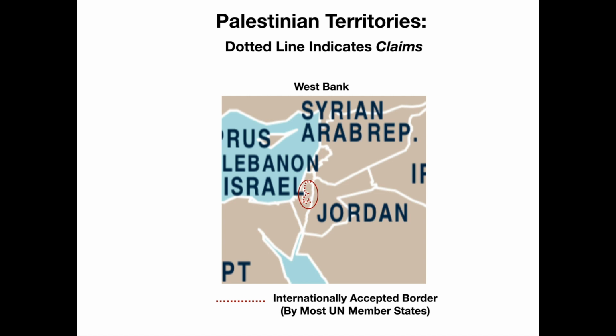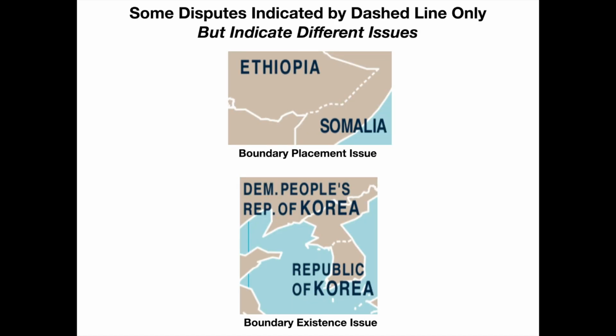But the situation on the ground is quite different, because Israel has actual control, total control over many lands to the east of that dotted line, and partial control over all of them. So you're using the same sort of cartographic strategy, but it's showing a different situation.